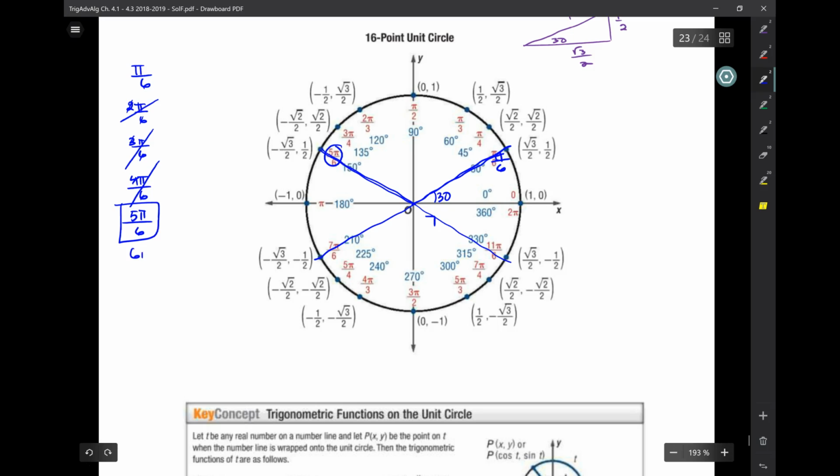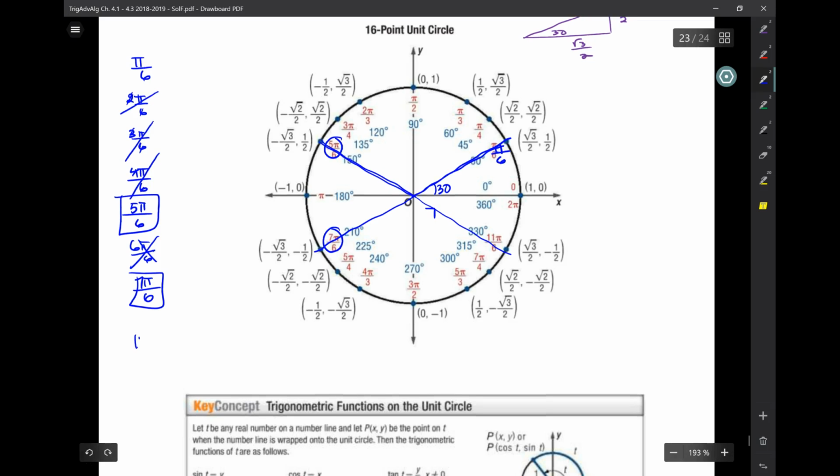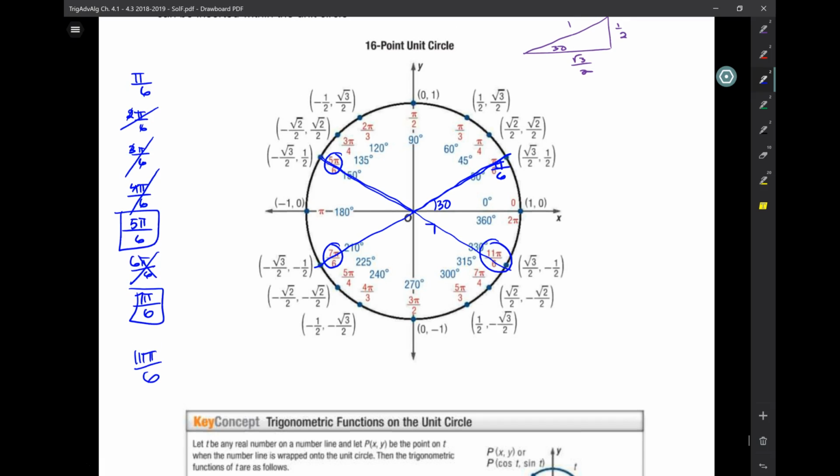So then I have 6 pi over 6 reduces. 7 pi over 6 does not reduce. That's the next one. 9 pi over 6 reduces. 10 reduces. 11 pi over 6 is the next one. Okay? So it's always going to be the ones that don't reduce. Not necessarily prime, but the ones that don't reduce.